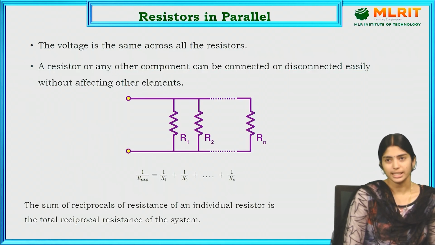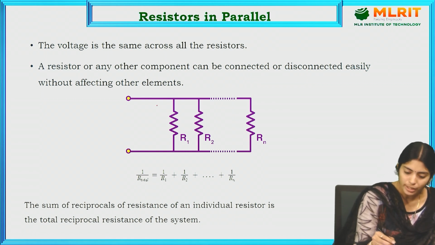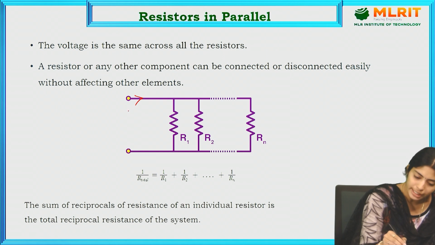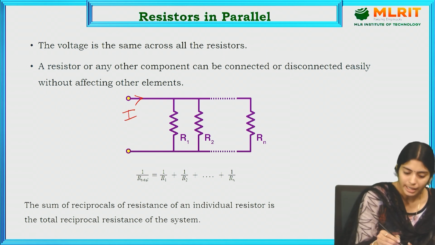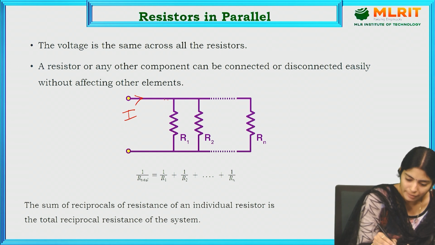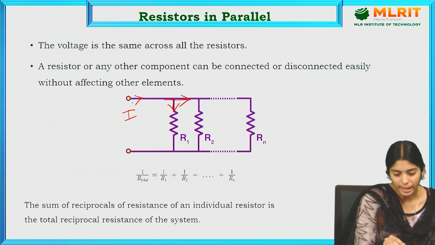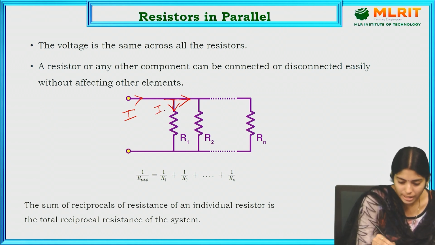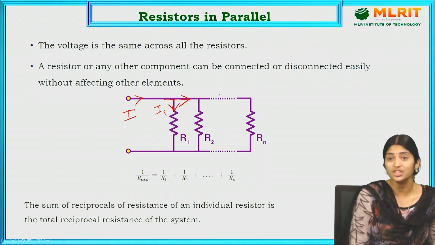Next one was resistors connected in parallel. So see here what is happening in this circuit. If the current I is flowing in this circuit and it comes up to here, it has two paths to go. One path to go here and one path to go here. So then what will happen? Of the total current, some of the current will go here and some will go here. Which means current division is taking place.